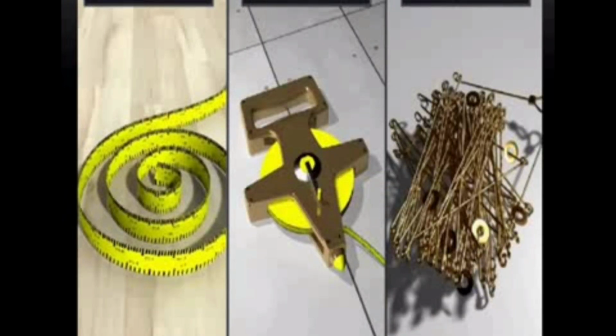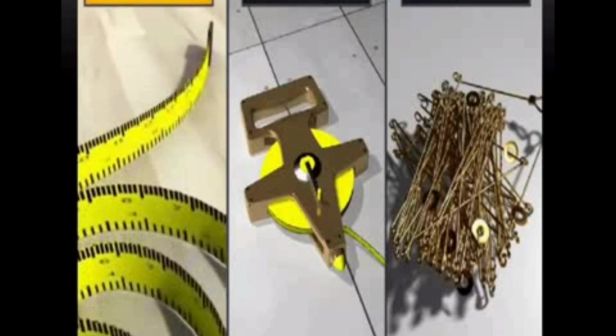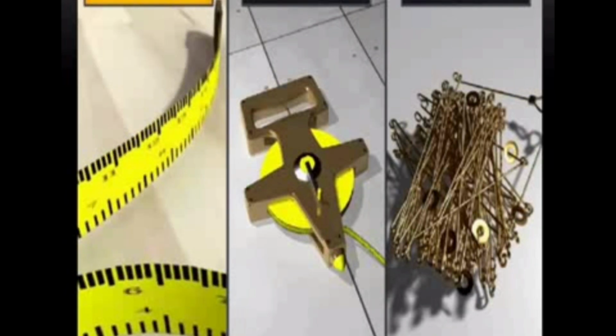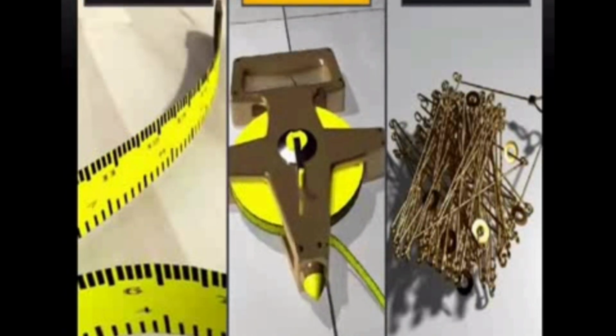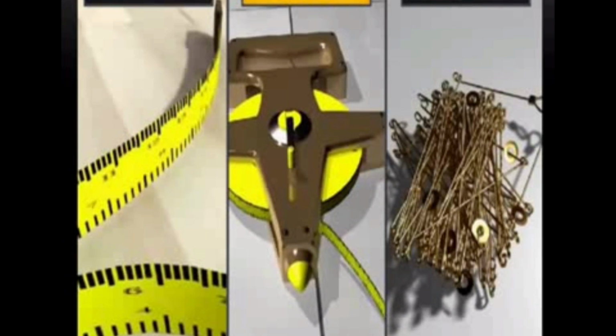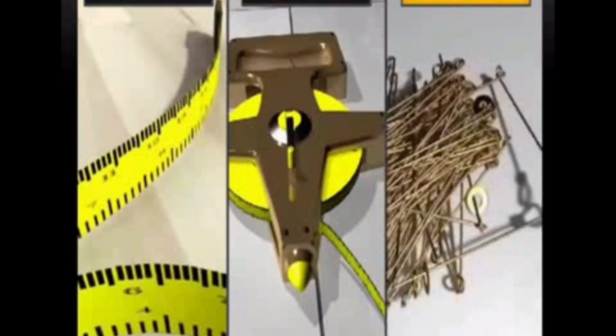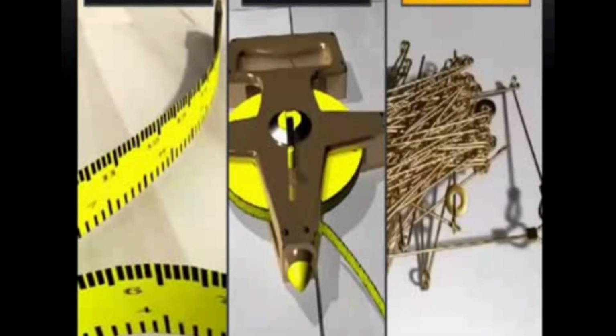Then the Taylor tape, land tape, and survey chain are examples of measuring instruments. This is the land tape. All these are used to measure distance. The survey chain too. All the instruments are used to measure distance.